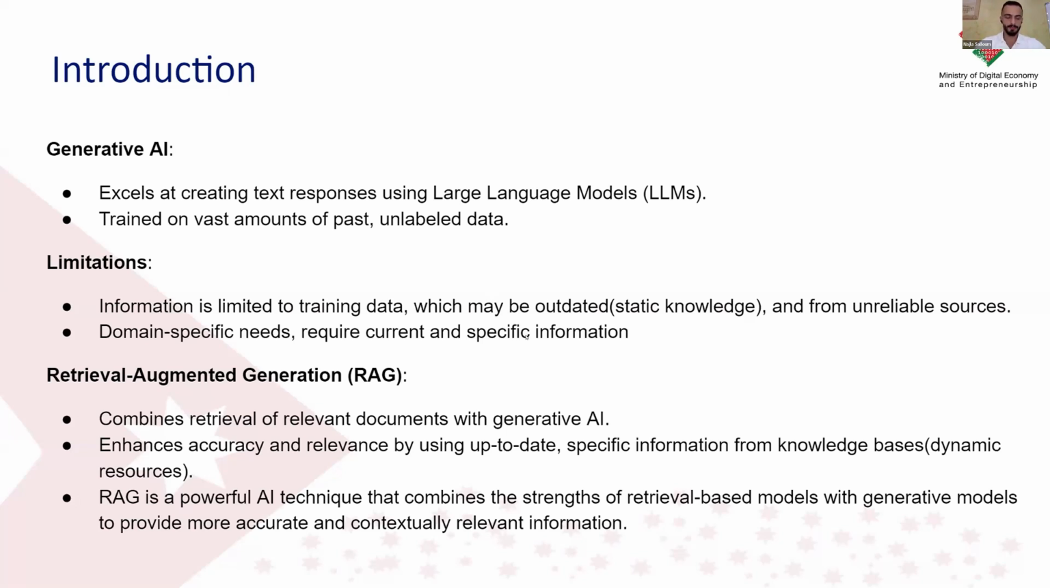So what RAG does is combine retrieval of relevant documents with generative AI. It will enhance the accuracy and relevance by using up-to-date and, in our case, most importantly, specific information from the knowledge base.